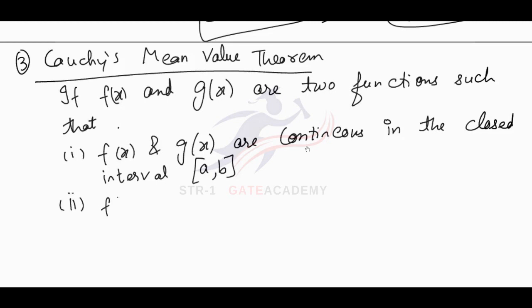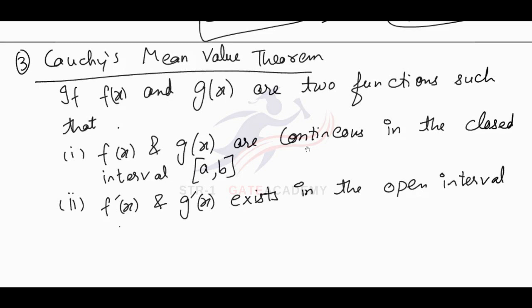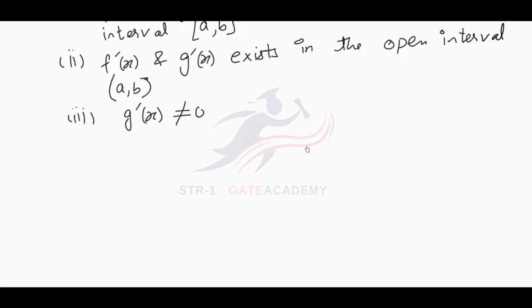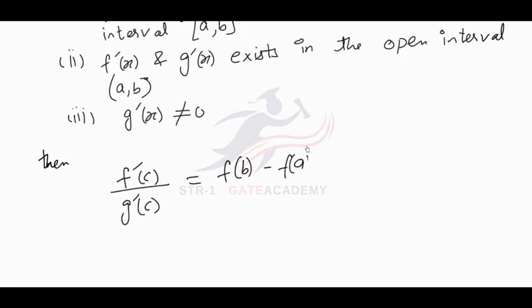f dash x and g dash x exist in the open interval a comma b, and there is a third condition which says g dash x is not equal to 0. Then f dash c upon g dash c is equal to f of b minus f of a upon g of b minus g of a.